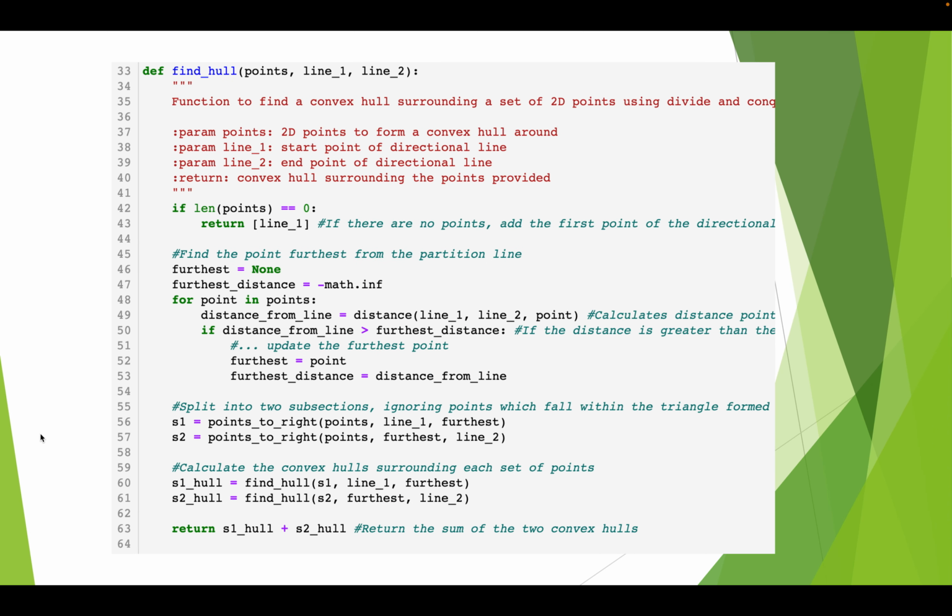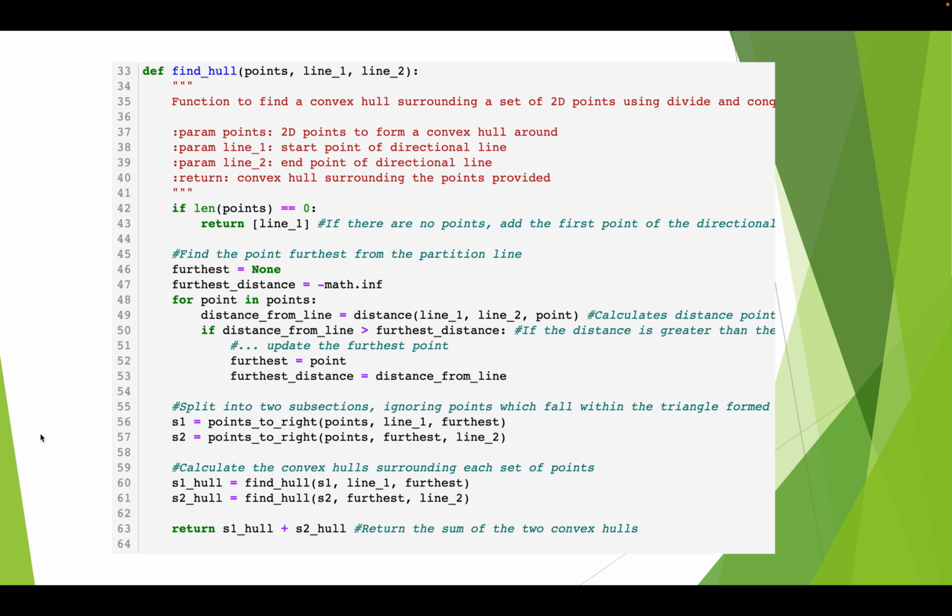Find hull is the function which does most of the work. Find hull is a recursive function, so it has a base case where the length of points is 0. When that happens, the first point in the partition line is just returned to be placed inside the convex hull. When the length of points is 0, this means that there are no points outside of the triangle to be processed to try and find the points in the convex hull.